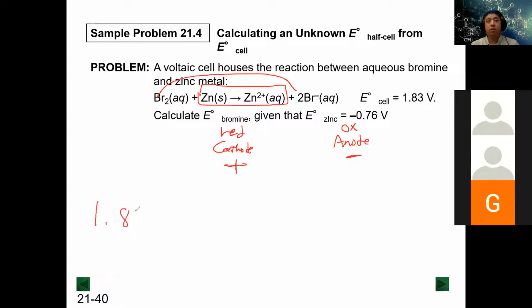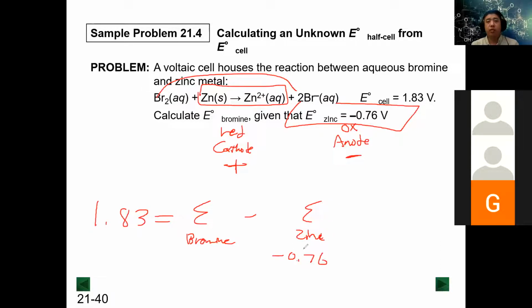So once again, my E cell, which is 1.83, is equal to whatever my value of bromine is, okay? Minus this value right here for zinc. And I know this value, so I can plug that in. It is equal to negative 0.76. So let's go ahead and replace this. I'm going to do a little bit of algebra here, okay? So I'm looking for that, and this is minus 0.76. Any questions?